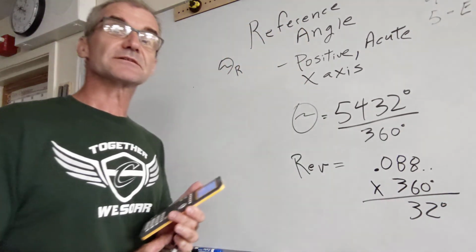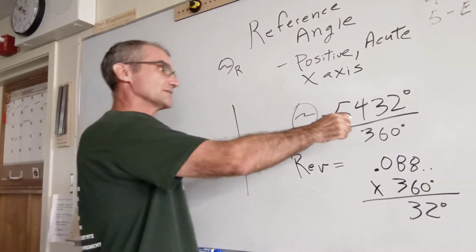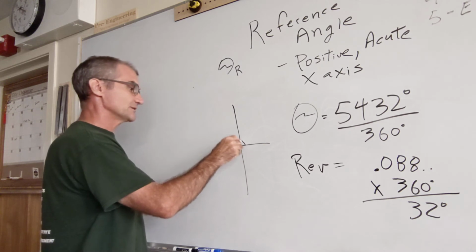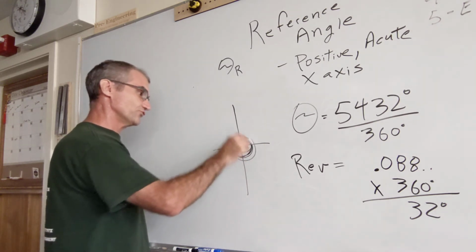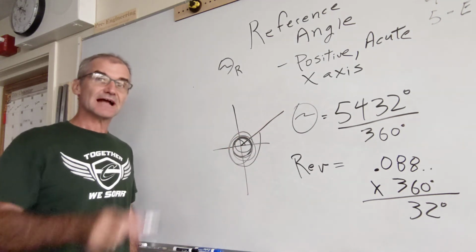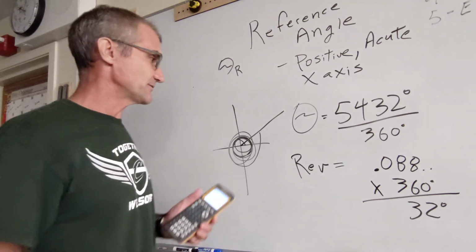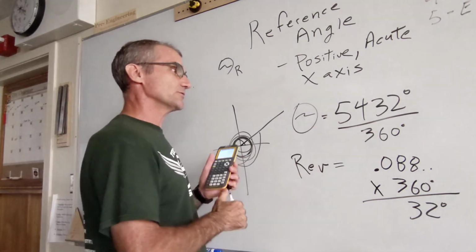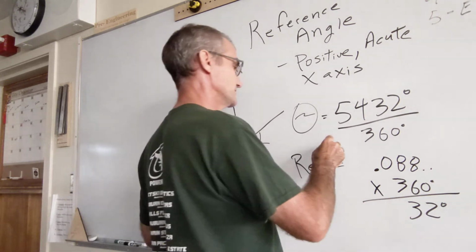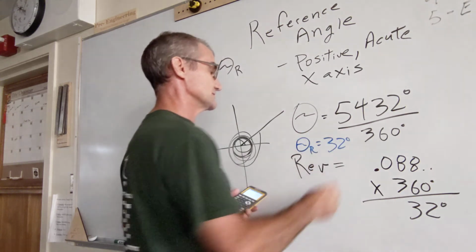So that puts me back in degrees. So when I have the angle 5,432, what that means is I rotate around 15 times, and then I end 32 degrees after 15 revolutions. So that's going to work out to be my reference angle. If my angle theta is 5,432, my reference angle is 32 degrees. So theta sub r is 32 degrees.